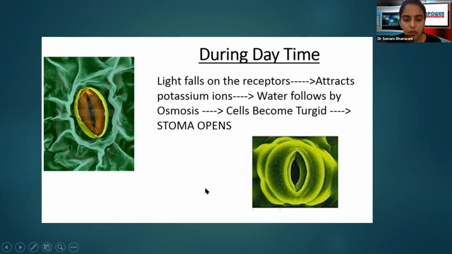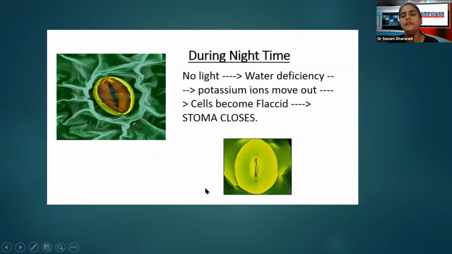Now exactly the opposite thing is happening in the night time. Now what is going to happen in the night time? First of all, there will be no light, there will be no sunlight. Correct. Now when there is going to be no light, water is going to want to leave the cell. Water wants to leave the cell. Along with water, potassium ions will also move out. Correct. So the cell that was like this, with the stomata open, if water keeps leaving and potassium ions keep leaving, slowly slowly slowly, these cells will come down to the normal position and the stoma will close.